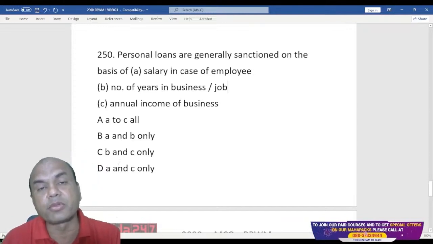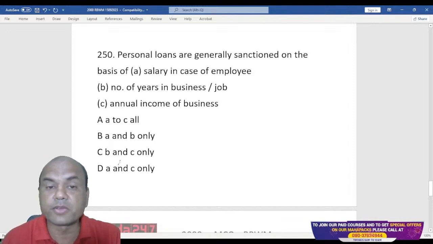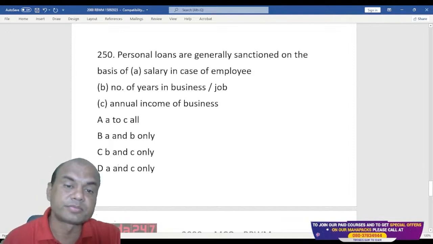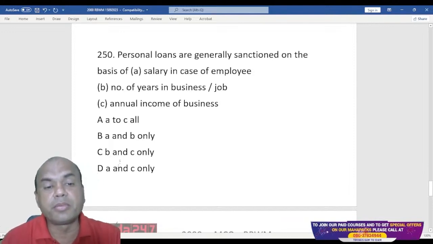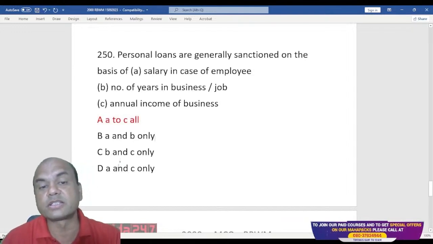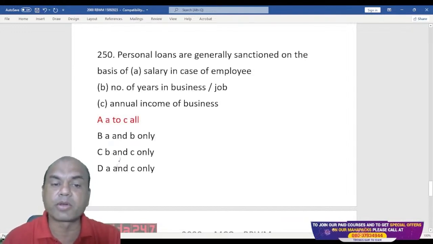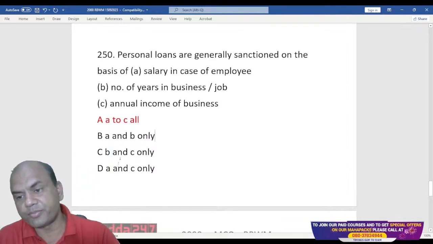Even the salaried employee, if the job is of temporary nature, then what? So that's why A, B and C all. So A to C all is the answer. Okay, so the answer is personal loans are generally sanctioned on the basis of all the three, A to C: salary, number of years and annual income. Got it? Next one.